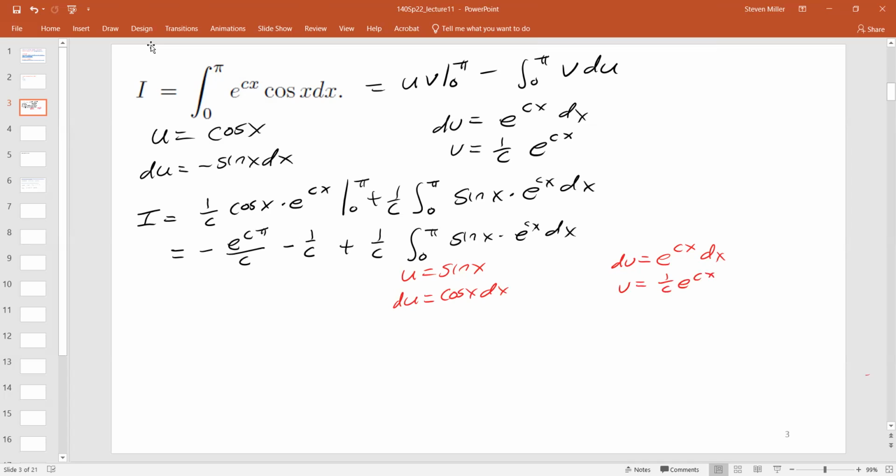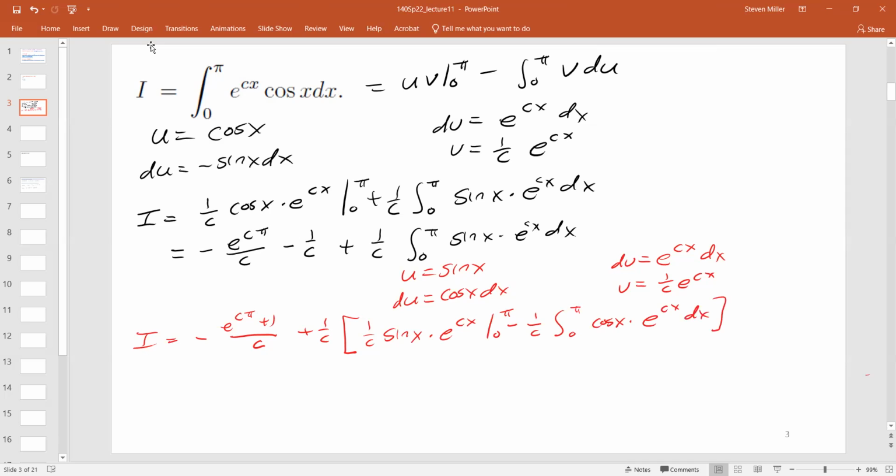And so putting this together, we have I is equal to negative e to the c pi plus 1 over c plus 1 over c. And now we do the uv. So we're going to have 1 over c sine of x e to the cx at 0 and pi minus the integral from 0 to pi. We have a 1 over c cosine x e to the cx dx.